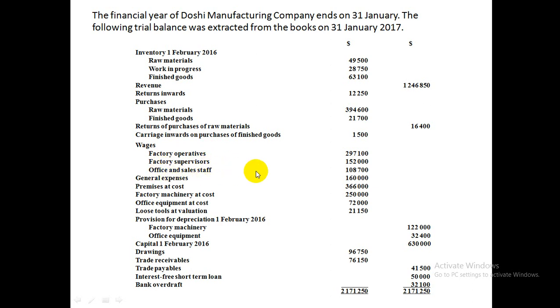Wages office and sales staff will be taken in the income statement. General expenses will be apportioned as per details. Premises is our non-current asset. Factory machinery, office equipment and loose tools are our non-current assets. Provisions for these non-current assets are also given. Capital, drawings, trade receivables and trade payables are given. An interest-free short-term loan, which is our liability, is given. Bank overdraft is also our liability, to be used in the balance sheet.